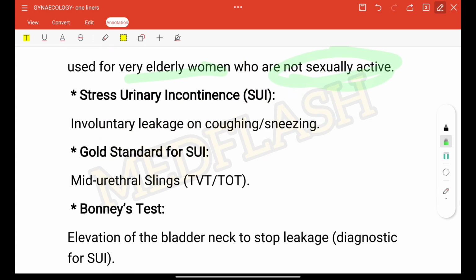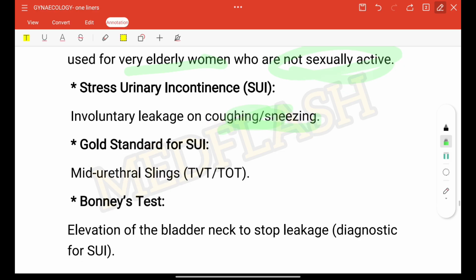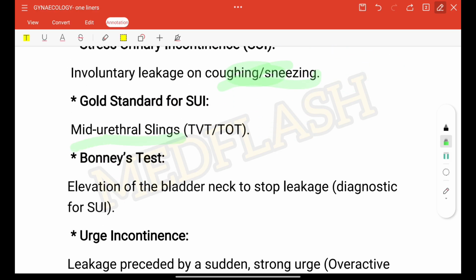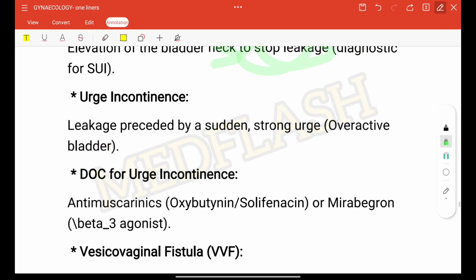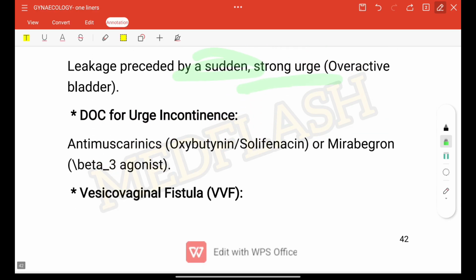Stress urinary incontinence: involuntary leakage on coughing or sneezing. The gold standard for stress urinary incontinence is mid-urethral slings. Bonney's test: elevation of the bladder neck to stop leakage. Urge incontinence: leakage preceded by a sudden, strong urge. The drug of choice for urge incontinence is antimuscarinics.